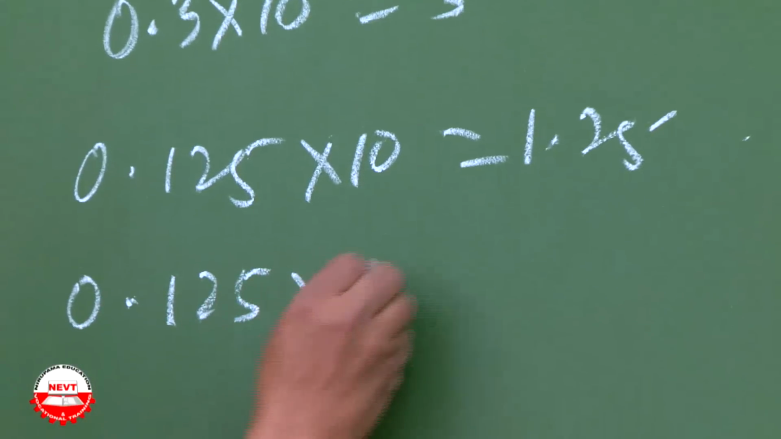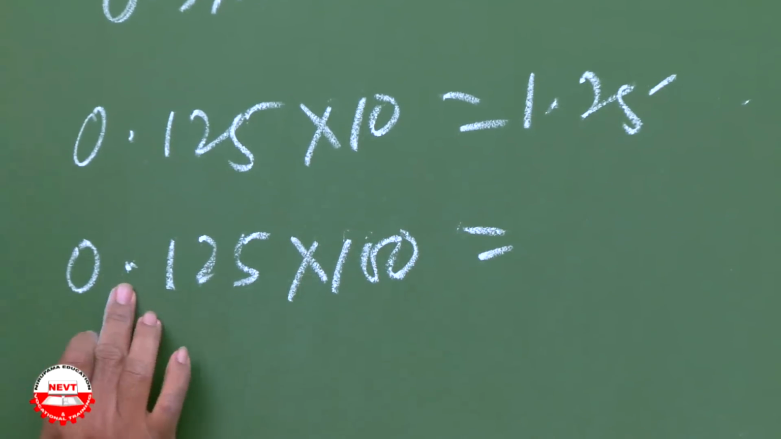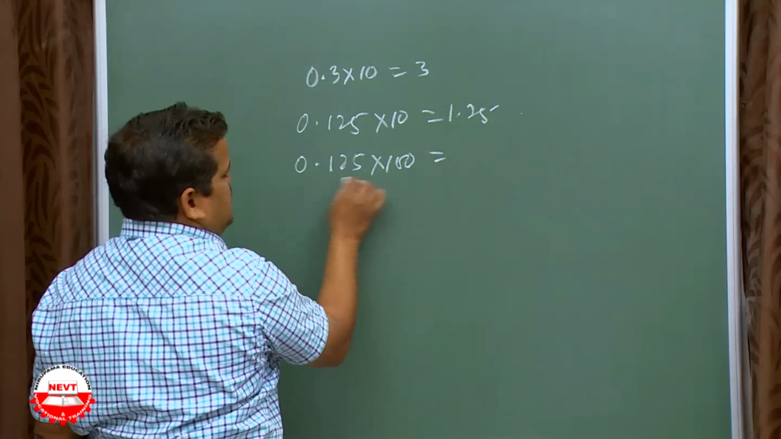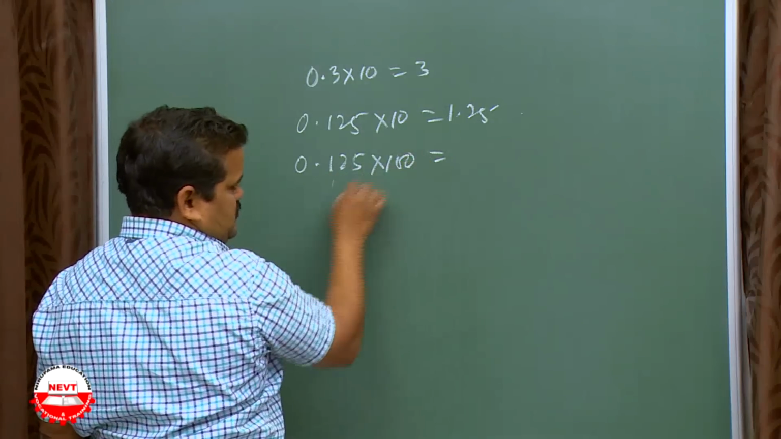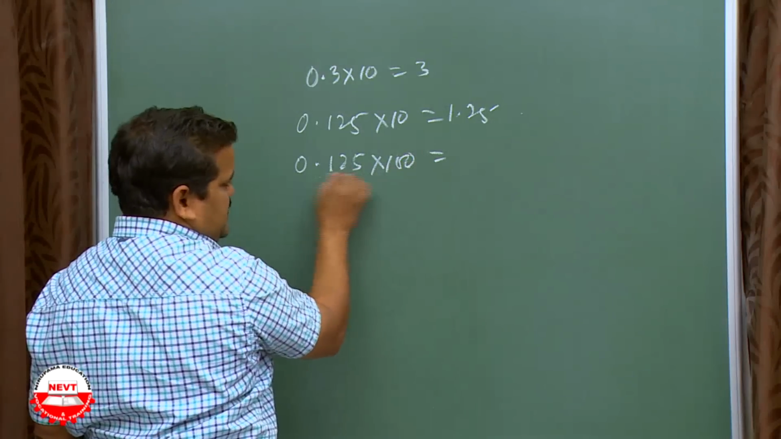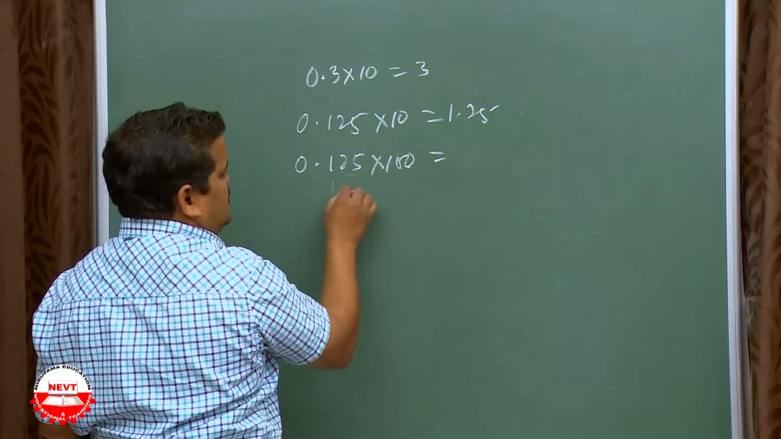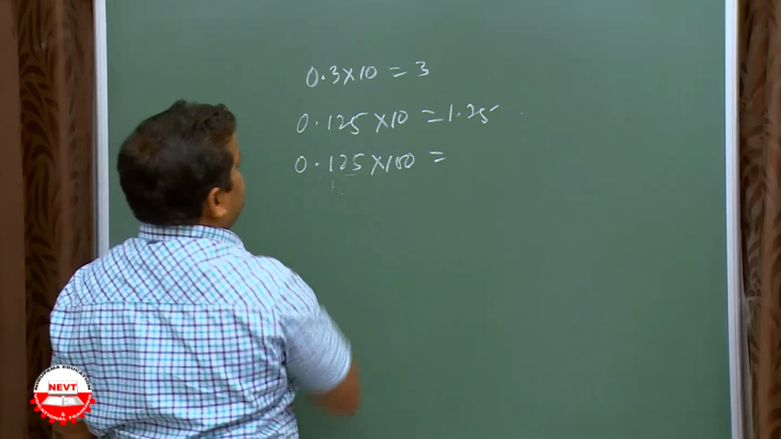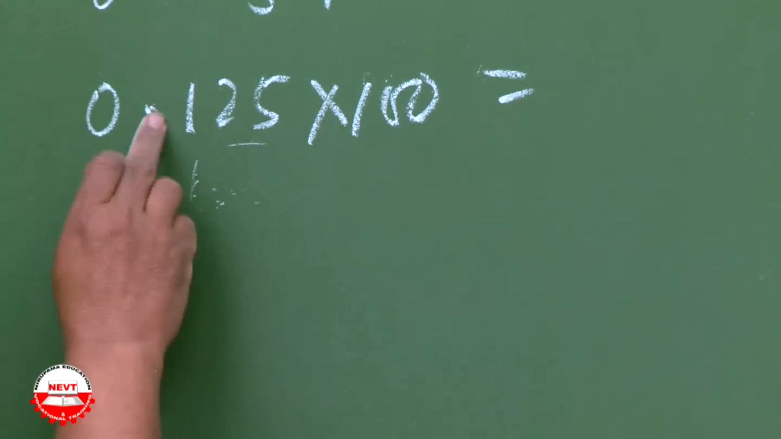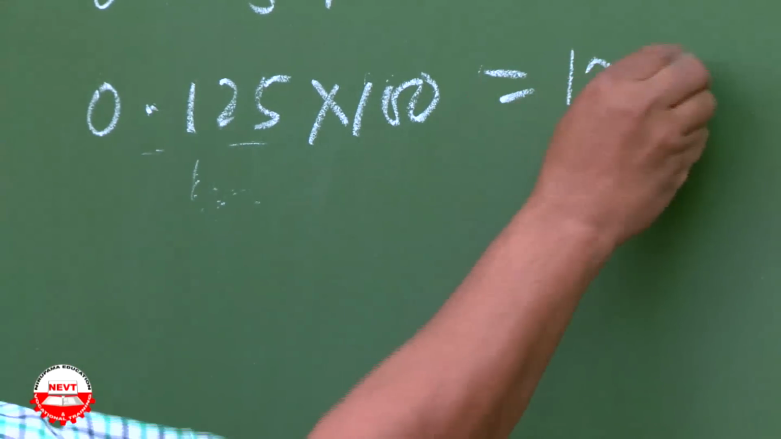0.125 into 100, how much? The decimal will shift 2 places, because it is divided by 1000, so the 0 will cut and only 10 will remain. You make it 125 by 1000. So you cut it, by 10 will remain. Or you can shift the decimal 2 places, that means 12.5.